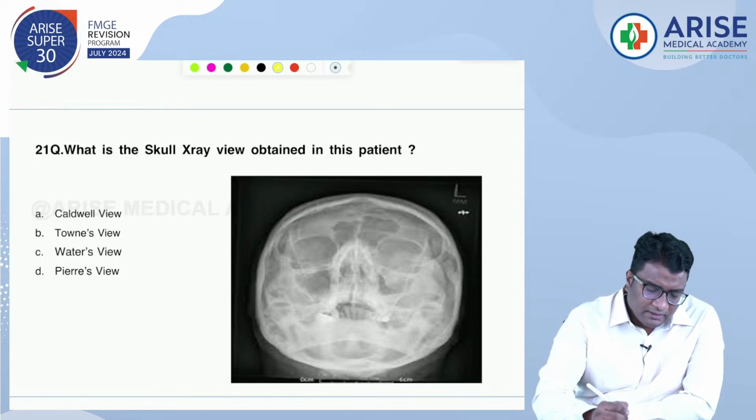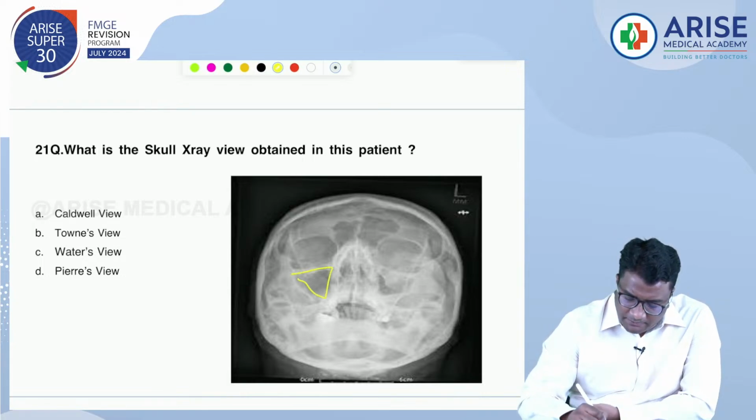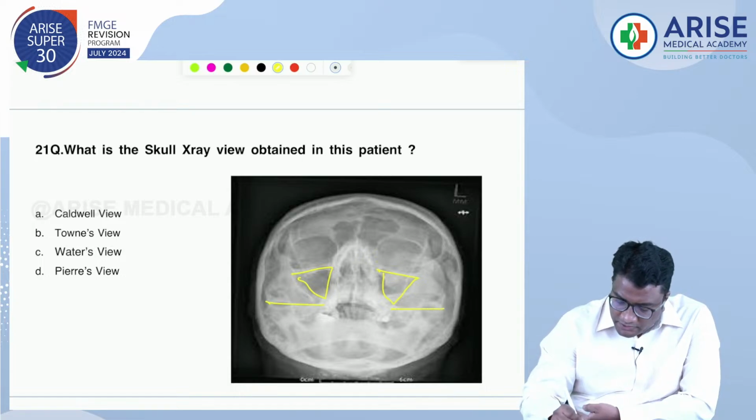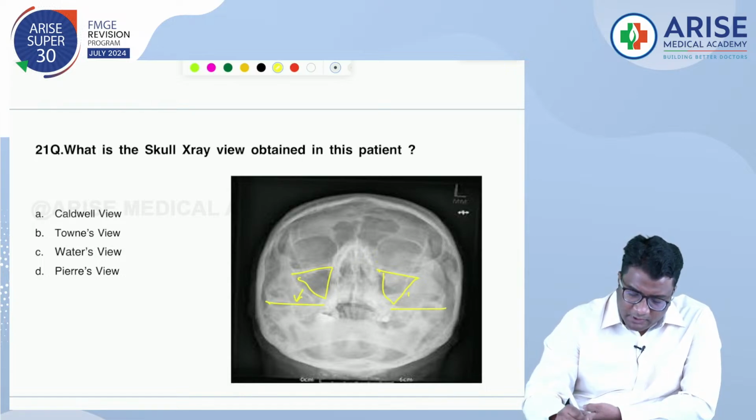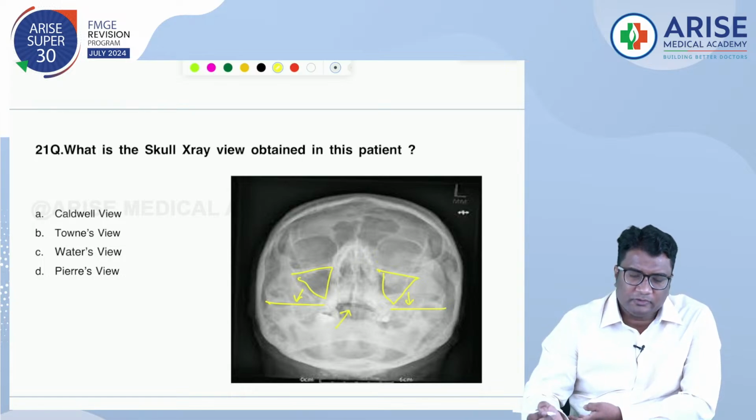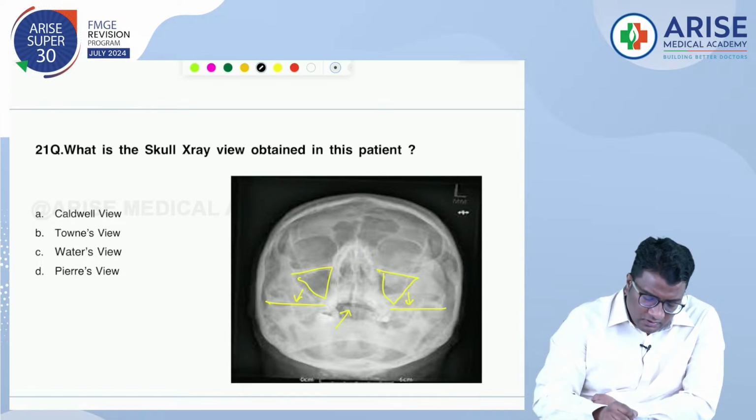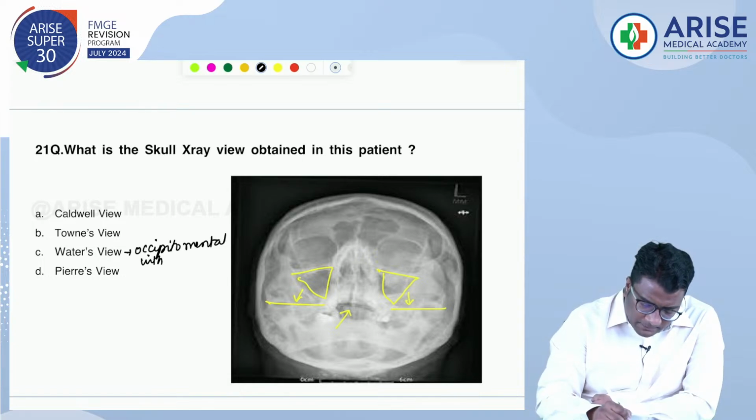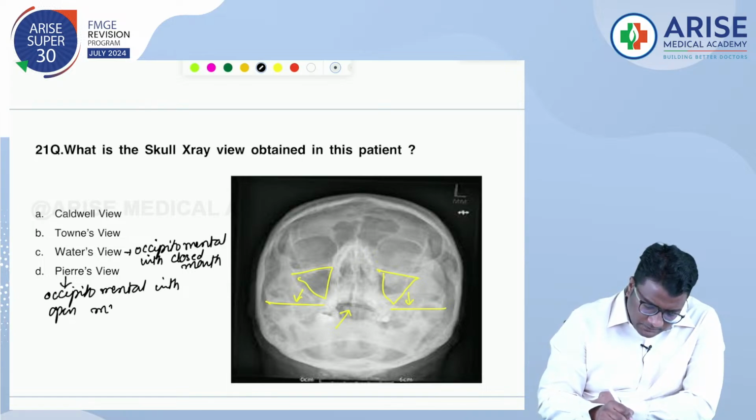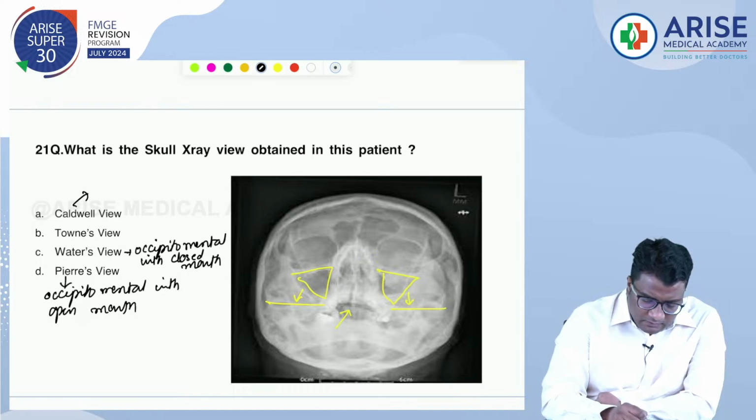Whenever you're given a skull radiograph, first identify the maxillary antrum. Then identify the petrous ridge. If the petrous ridge is below the maxillary antrum, you are seeing the maxillary antrum clearly, and you're having a closed mouth. You can see the two teeth closer. So it is the occipitomental view with closed mouth. This is Waters view. Perry's view is the same occipitomental with open mouth. Colville view is occipitofrontal.